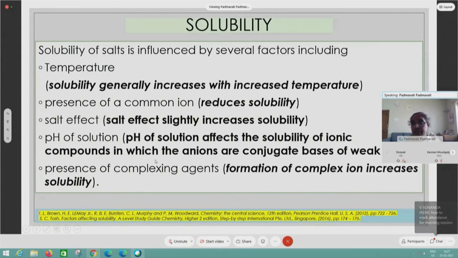pH also affects solubility because we have ionic compounds. For example, if you take a strong acid, strong base, or weak base, we have H plus ions, which determine the pH of the solution. pH is the negative log of the H plus ion concentration. Also, the presence of complexing agents plays an important role in solubility. So this whole common ion effect is governed by solubility, and solubility in turn is dependent on these factors.